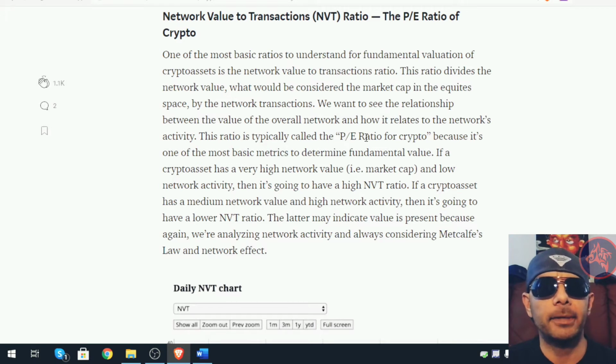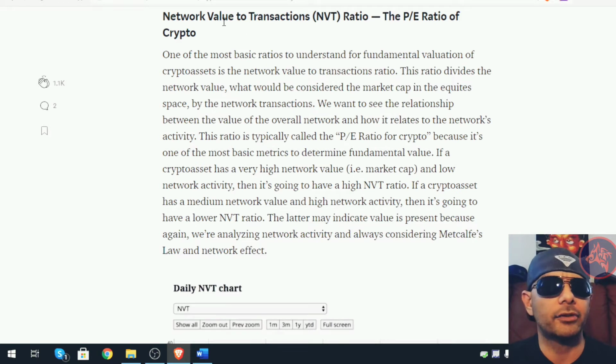This ratio is typically called the P/E ratio for crypto because it's one of the most basic metrics to determine fundamental value. It's what we want, right? The fundamental, fair value of it. If a cryptocurrency has a high network value and low network activity, then it's going to have a high NVT ratio. If a crypto asset has a medium network value and a high network activity, then it's going to have a lower NVT ratio. The latter may indicate value is present because, again, we're analyzing network activity and always considering Metcalfe's law and network effect. So that's putting everything in a nutshell.